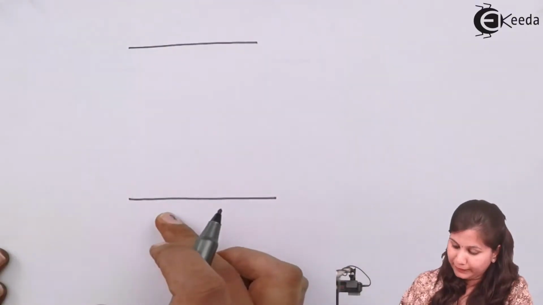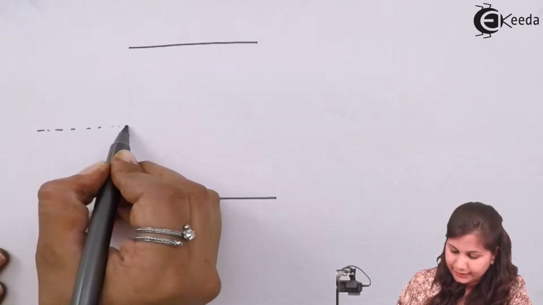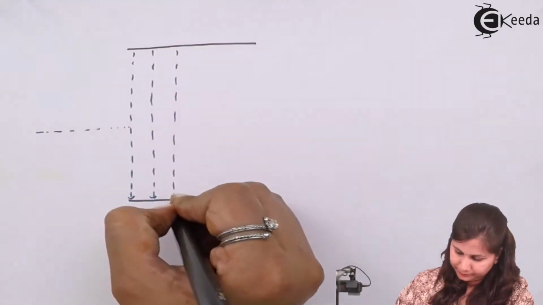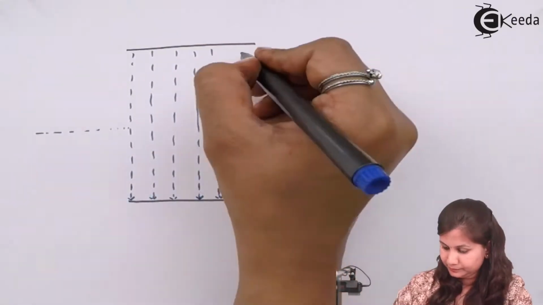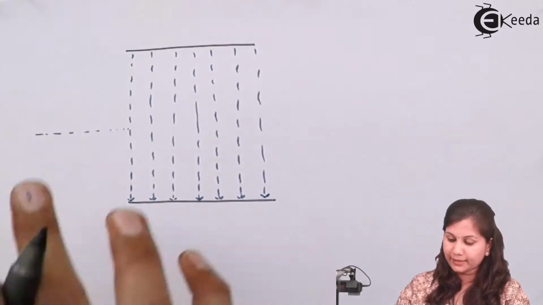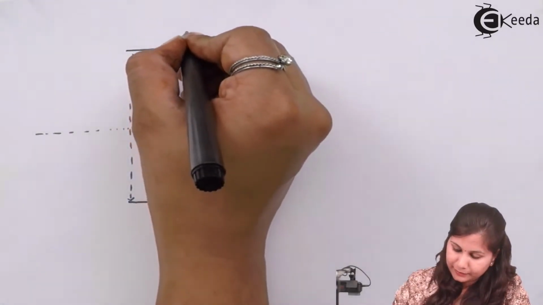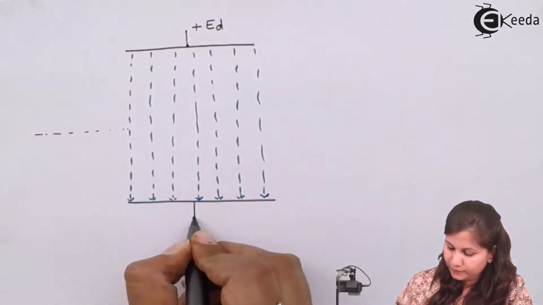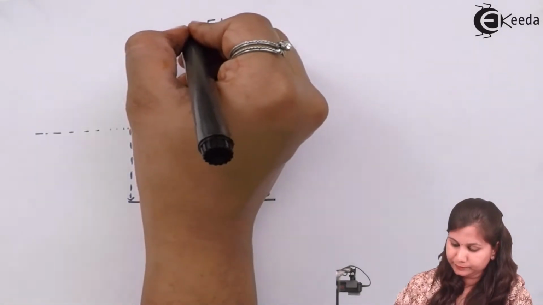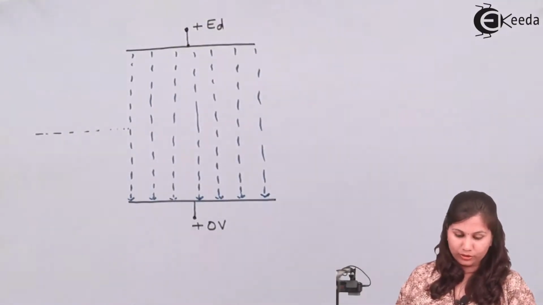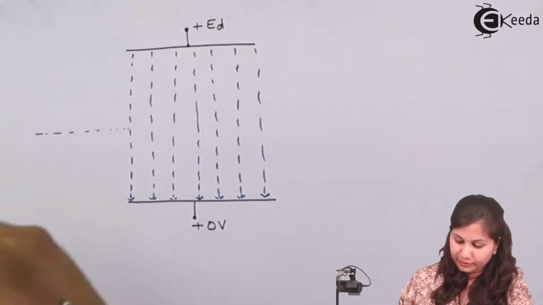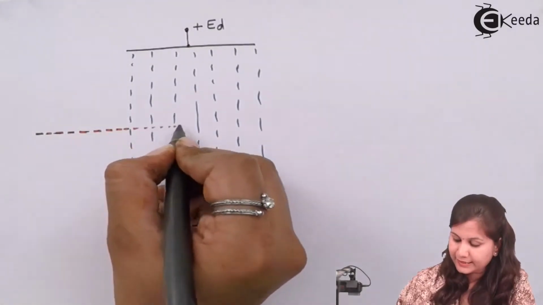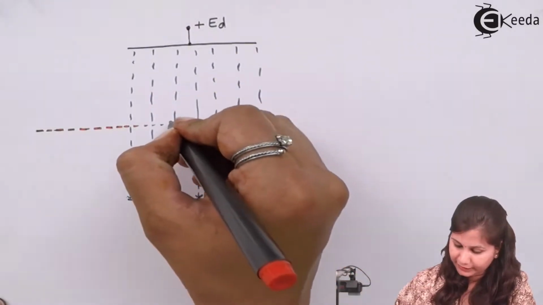Suppose these are the two deflection plates and an electron is entering this electrostatic field. These plates are provided some voltage, like this one is provided plus Ed and this one is at potential 0 volts. Okay, now when the electron passes through this electrostatic field, first its movement is in a straight line. As soon as it passes through this electrostatic field, it is going to be deflected by some angle.